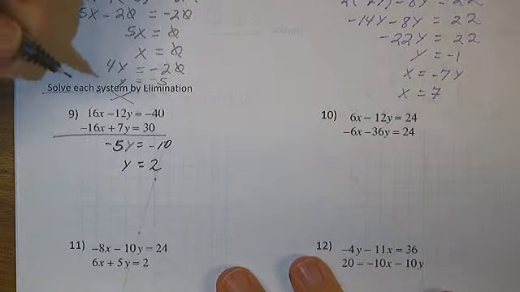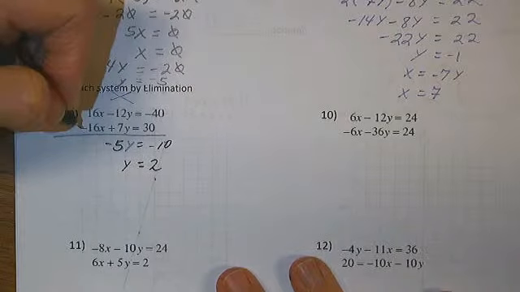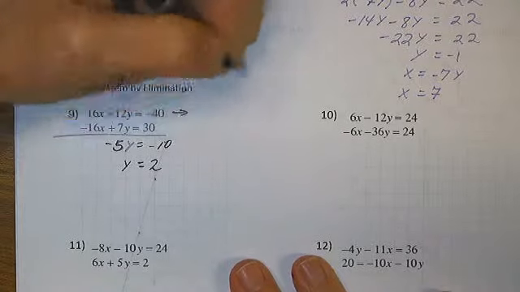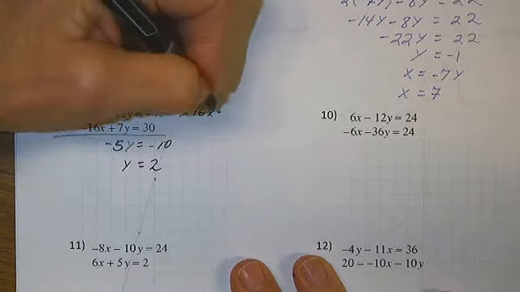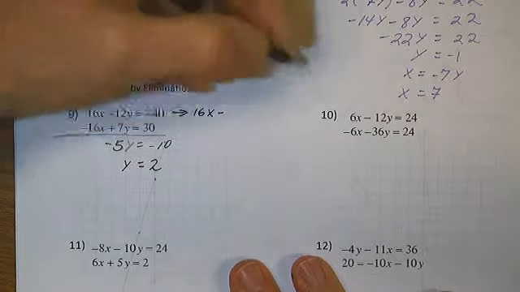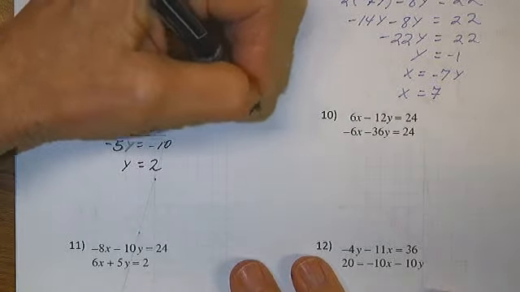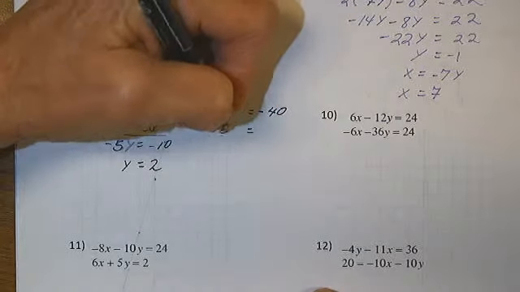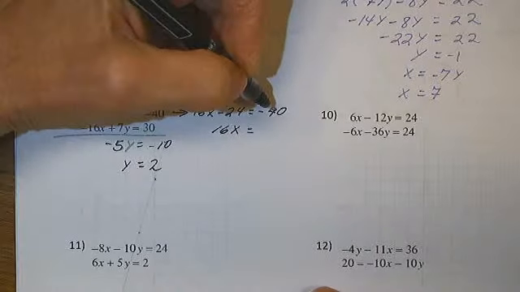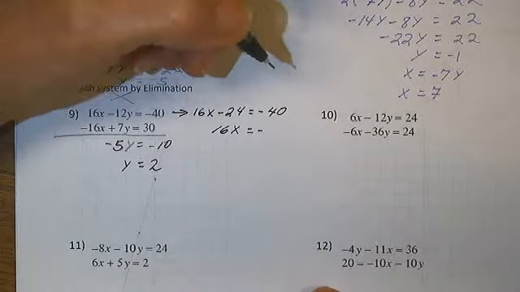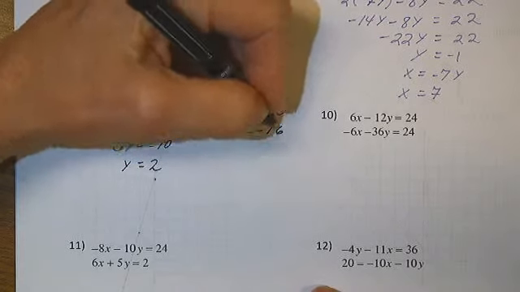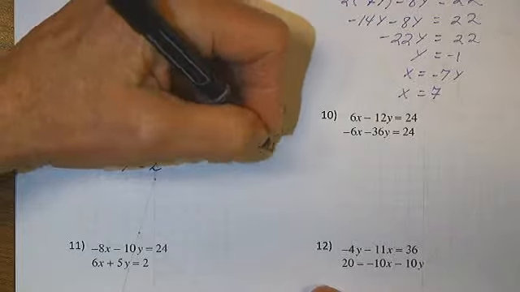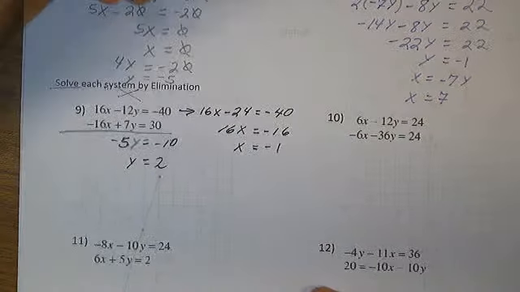Okay, am I done? Well, no, I still have to find x. So, 16x minus 12 times 2 is 24, equals negative 40. I add 24 to both sides. 16x is going to be equal to negative 16. Yep. Divide both sides by 16. x equals negative 1. Let's check and see whether I'm right.